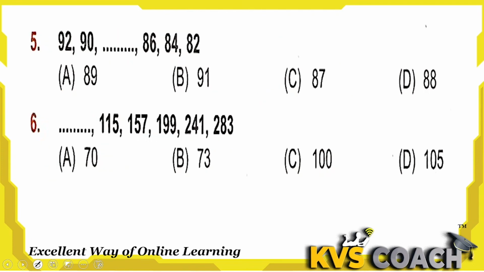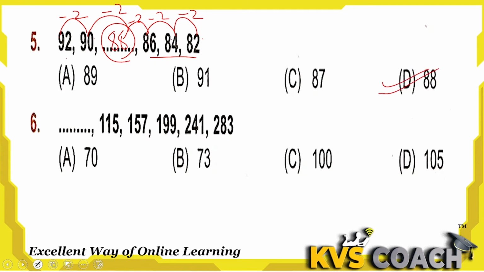Next is 92, 90. Look, from 92 to 90 is minus 2. Then let's check this pattern also: 86, 84 is minus 2, and 84, 82 is minus 2. So the pattern is minus 2, minus 2, minus 2. Here we will take minus 2. So 90 minus 2 is 88, and you can see 88 minus 86 is minus 2 again. The number we get is 88. D is the right answer here.